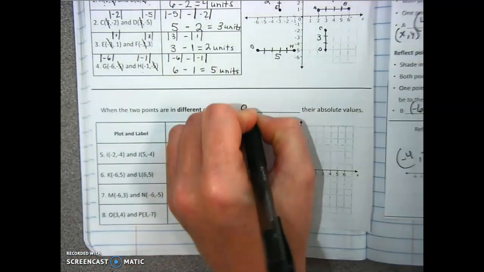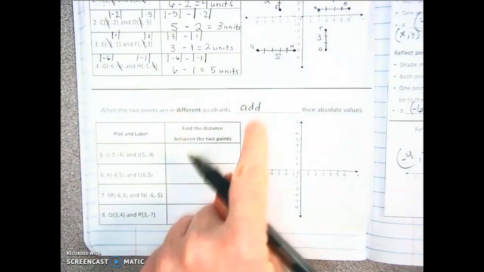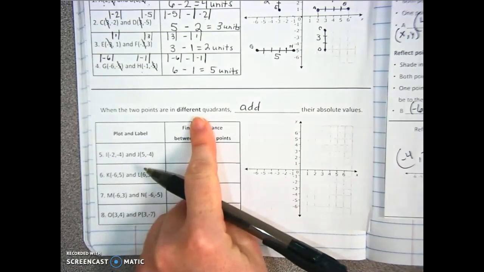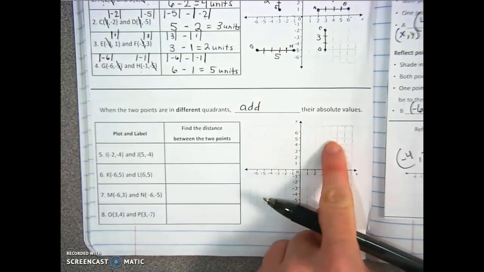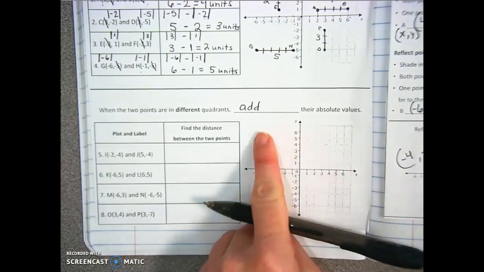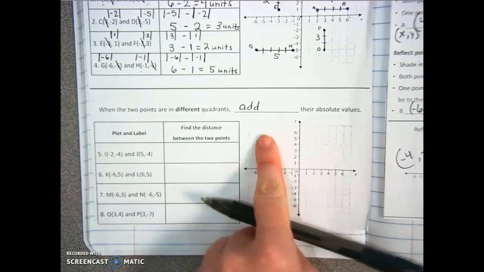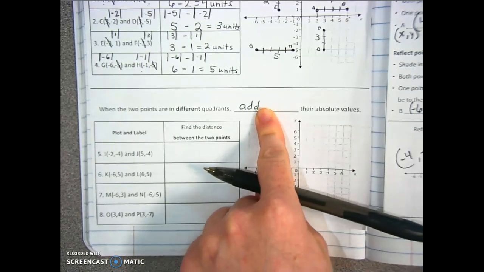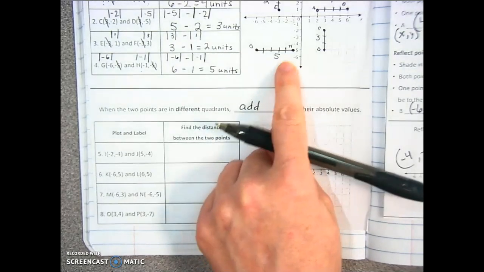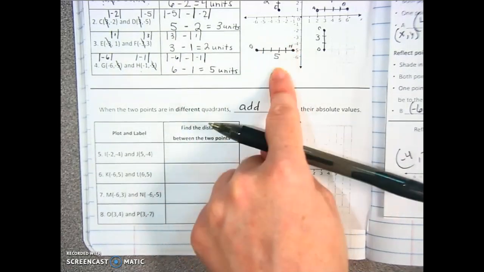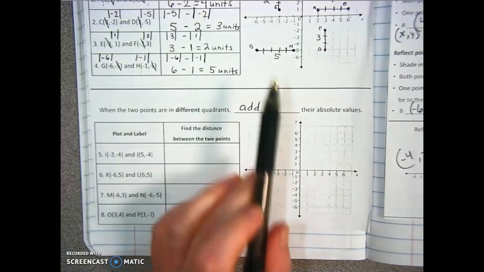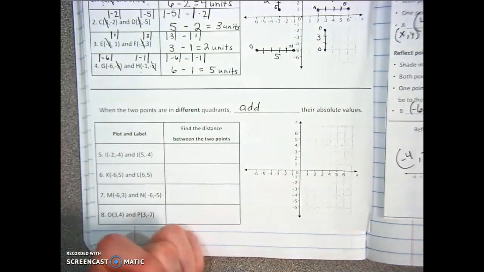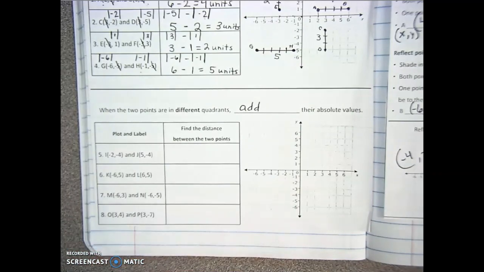Now, the next section, when you have 2 points that are in different quadrants, you're going to add their absolute values. So these are some things that will help you remember. Whenever you plot them and you see, oh, wait, now I have a point over here, and then I have another point over here, quadrant 1 and quadrant 2, I need to add their absolute values. But like up here, when they're both in the same quadrant, quadrant 3, you're going to subtract. So that's sort of a good way to remember if you're going to subtract or add.